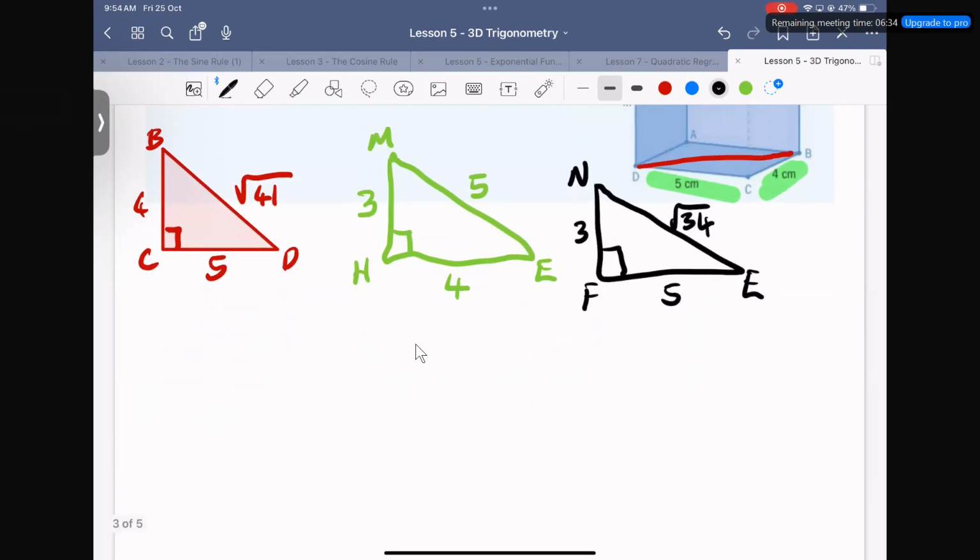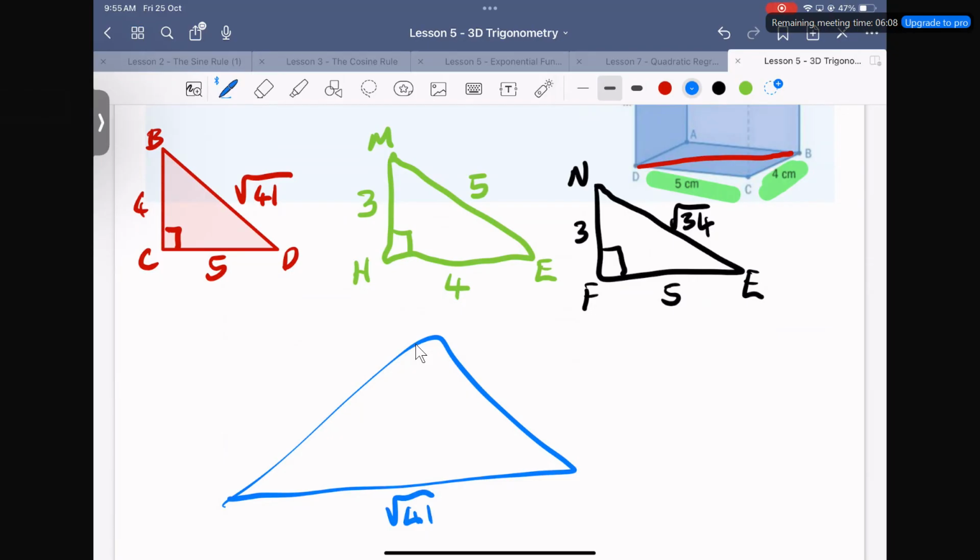So now we've got the triangle that we're after, and it is not right angled. No, it's not a triangle. Thank you, iPad. Make this a triangle, you silly machine. No, I'm just going to freestyle it. Okay, so we've got root 41, we've got root 34, and we've got 5, or root 25.